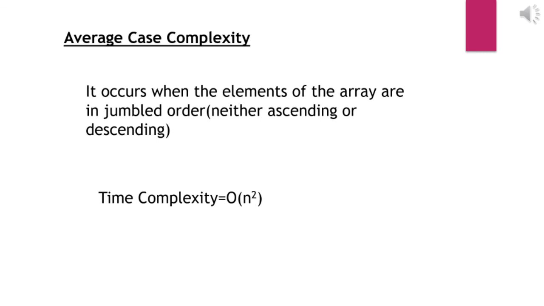Average case complexity. It occurs when the elements of the array are in jumbled order, meaning neither ascending nor descending. The time complexity for average case complexity is O of n square.